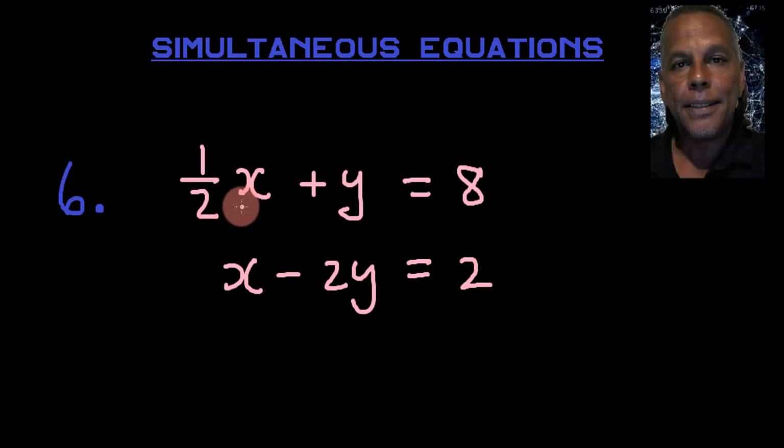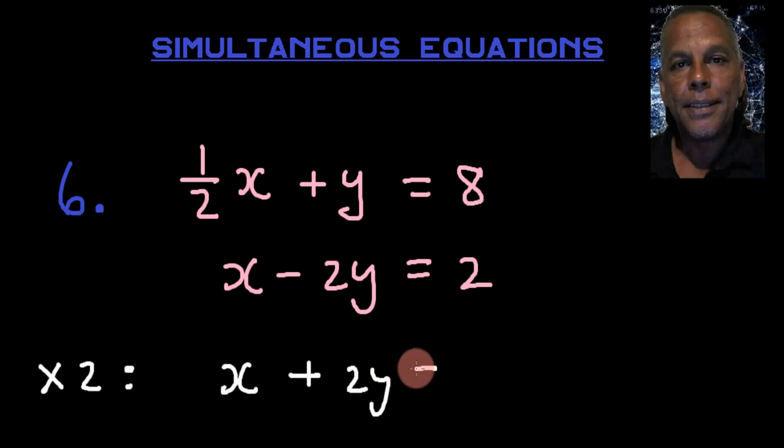We have a fraction in the first equation, and as a rule, we can always get rid of fractions first. So we can multiply the first equation by 2 in order to get rid of this fraction. So 2 times a half x will be 1x, or just x. And 2 times y is 2y. And that gives us 2 times 8, which is 16.